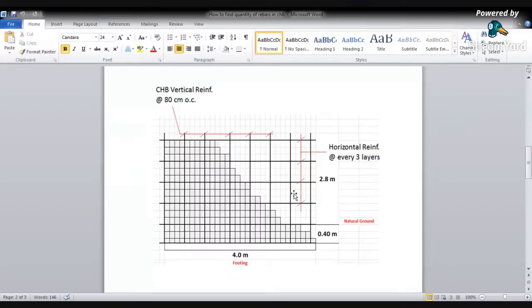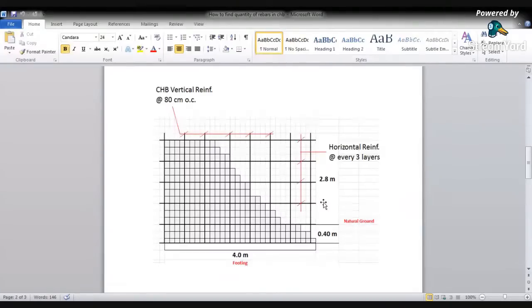This is the hollow blocks wall. The height is 2.8 meters plus 0.4, which is 3.2. This is the height of the wall, or if you will install a fence, this is the height of the fence. This is just an example. The horizontal reinforcement is at every 3 layers. So take note, every 3 layers. This is only an example, we put one every 3 layers.